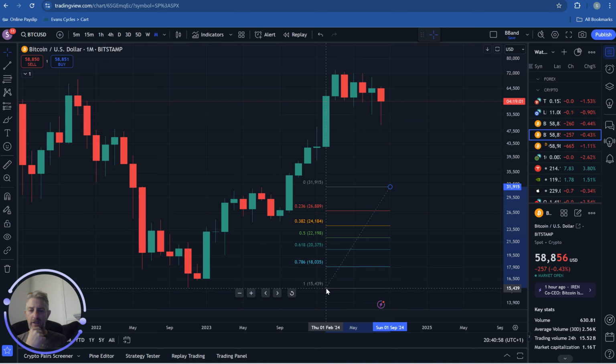And you can see, have I put it on the right way? Yes, I have. So I've taken it from this wick low up to this wick high. People put them in different areas, and it is a bit subjective as to where you put it on. But the idea is you're looking to put it on the move, the sort of move that's making the trend, so that you can then get some support resistance levels for any pullback in the opposite direction to that trend.